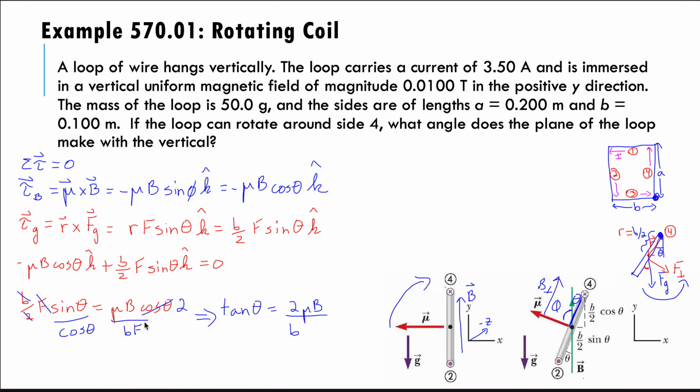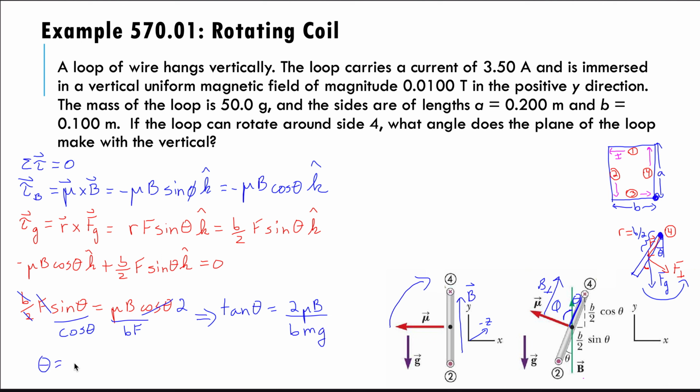And we could have made the substitution earlier, right? This f sub g here is the weight, which is mg. So making the substitution at the last minute here for the weight. And so now we just need to solve for theta, plug in all of the values.